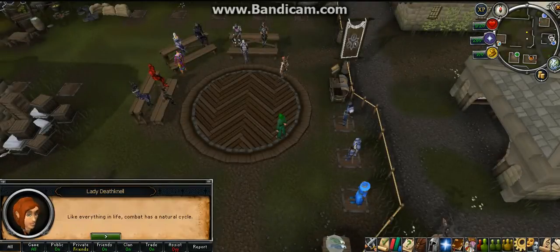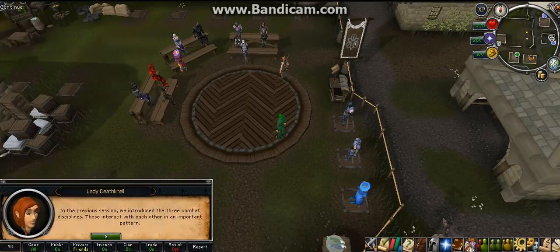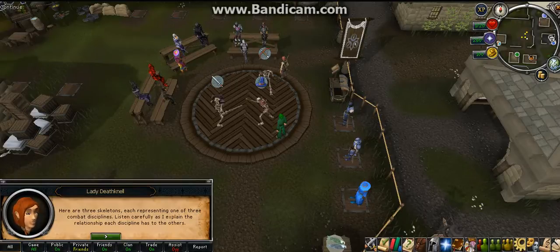Like everything in life, combat has a natural cycle. In the previous session, we introduced the 3 combat disciplines. These interact with each other in an important pattern. Here are 3 skeletons, each representing one of 3 combat disciplines. Listen carefully as I explain the relationship each discipline has to the others.